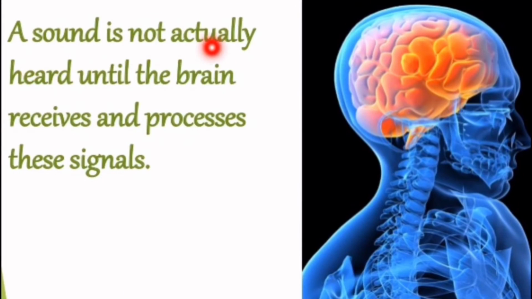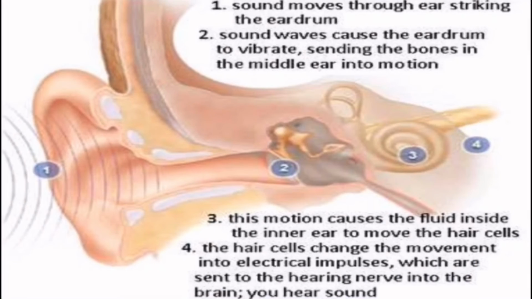So eventually a sound is not actually heard until the brain receives and processes these signals. These signals are processed by our human brain in the nervous system. That's how we hear the sound. So now we are going to summarize the whole process.